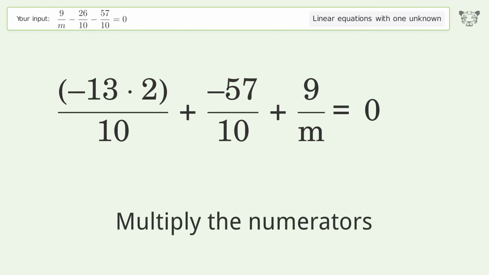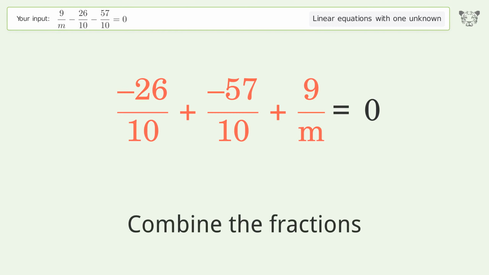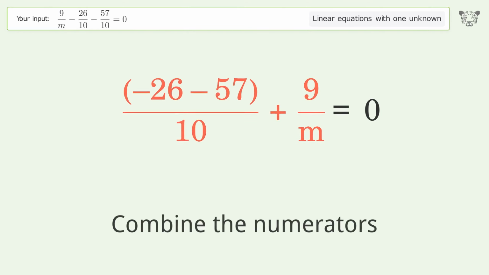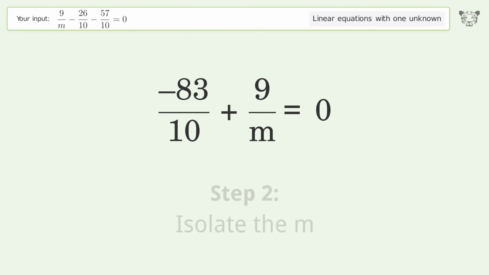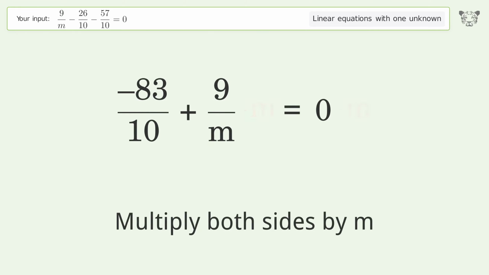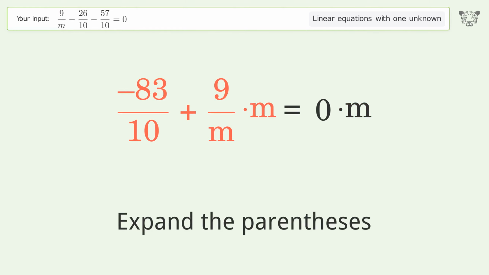Multiply the numerators. Combine the fractions. Combine the numerators. Isolate the m. Multiply both sides by m. Expand the parentheses.